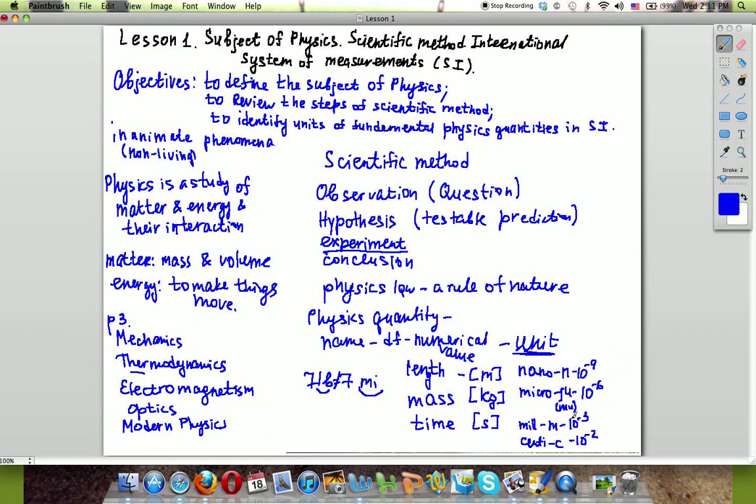Think about it while I'm listing the prefixes for the positive powers. Kilo, K is the shortcut, and it's 10³. Mega, capital M, 10⁶. And giga, capital G, 10⁹.